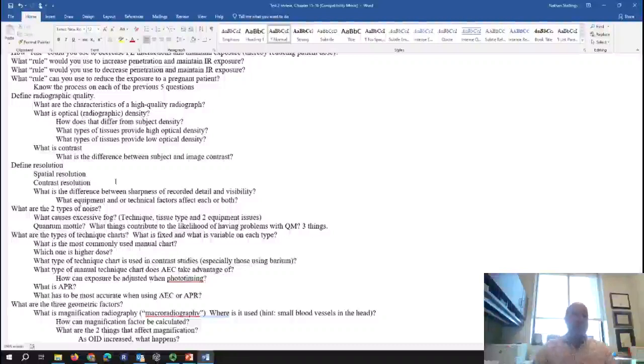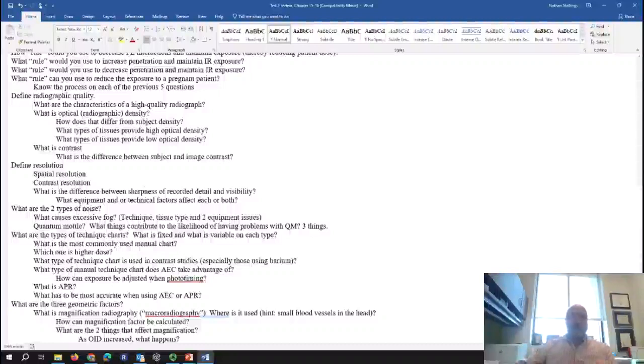That is spatial resolution. If you have a question that's asking about contrast resolution, it's always going to have that contrast in front of the resolution. So in the absence of any quantifier before resolution, always think sharpness of recorded detail, spatial resolution, geometric factors, lines, planes, angles, SID, OID, distances, focal spot size. All of that plays into spatial resolution. Contrast resolution is visibility of recorded detail.